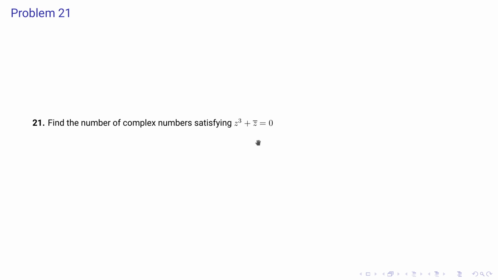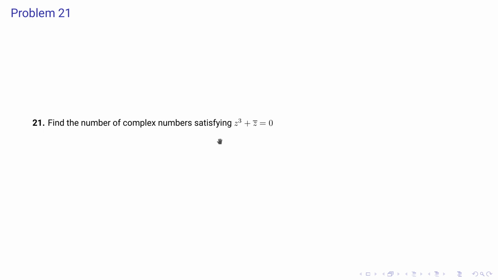As always, I'll say the same thing: when I'm stating the problem, you should pause the video and try to solve the problem yourself. When you cannot solve the problem yourself, only then look at the solution. So with that out of the door, let's solve problem number 21.